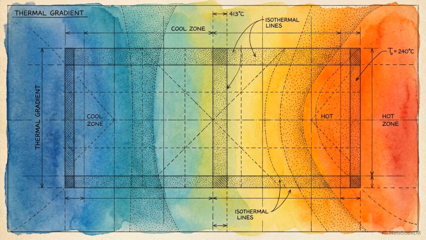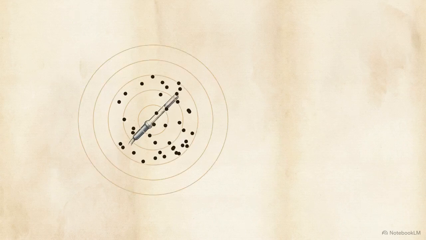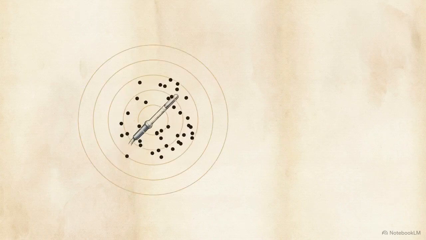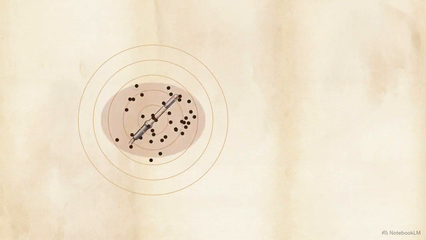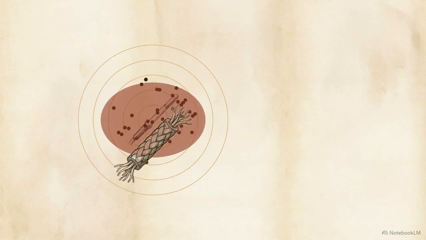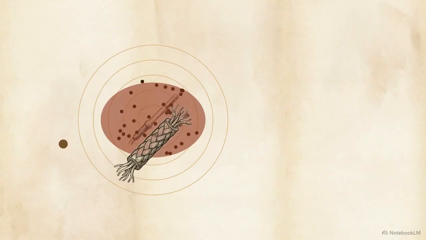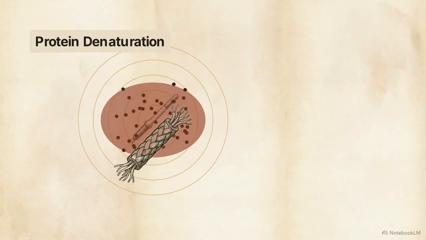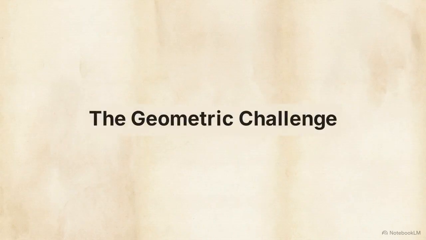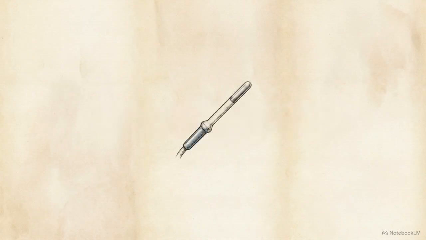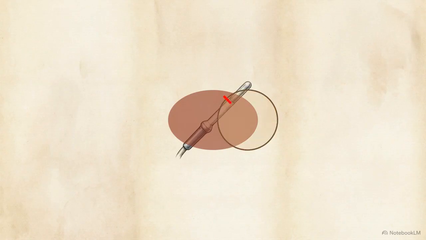Continuous RFA relies on applied thermodynamics. An active electrode generates an electromagnetic field, causing ionic agitation in the surrounding tissue. This friction generates heat, which disrupts the nerve's ability to transmit pain signals through a process of protein denaturation. The success of this procedure hinges on a core geometric challenge. The thermal lesion created by the RFA probe is an ellipsoid, extending along the shaft of the needle, rather than a perfect sphere at the tip.